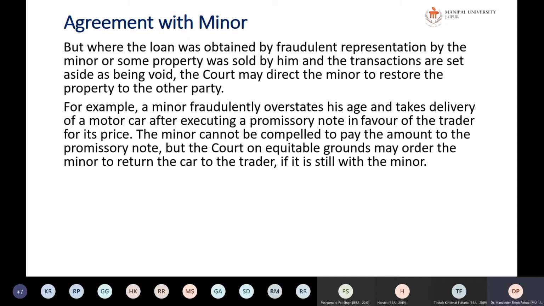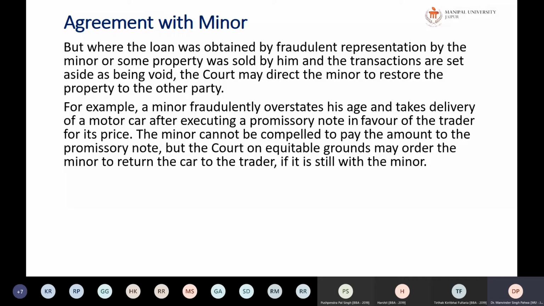A minor fraudulently overstates his age and takes the delivery of a motor car after executing a promissory note in favor of a trader for its price. So the minor cannot be compelled to pay the amount of the promissory note, but the court on equitable grounds may order the minor to return the car to the trader if it is still with the minor. Or suppose, for example, the car gets into an accident, the minor cannot be held responsible for such an accident also.